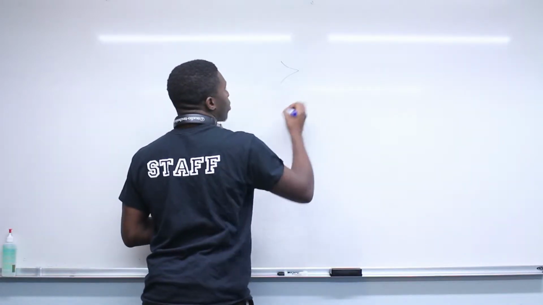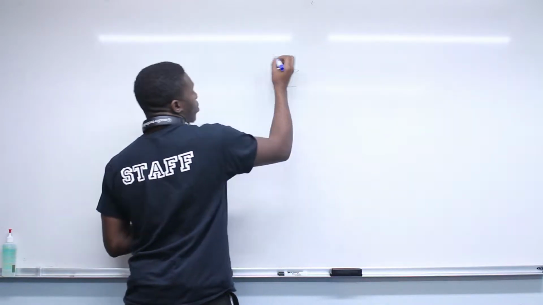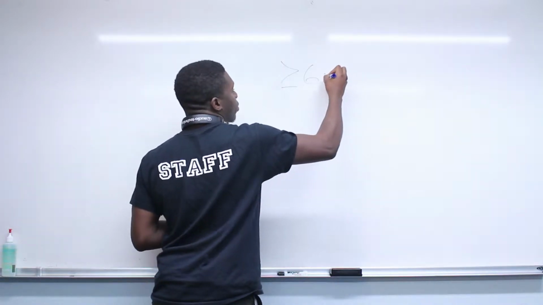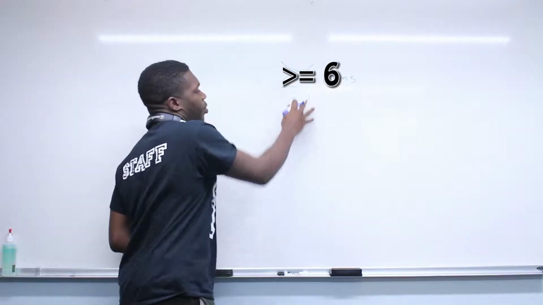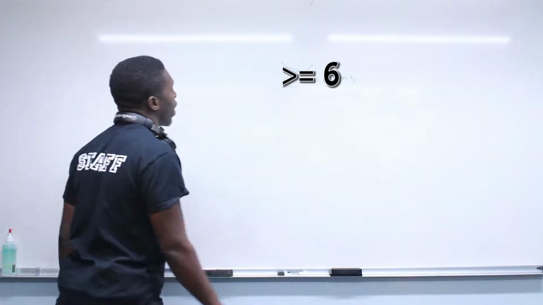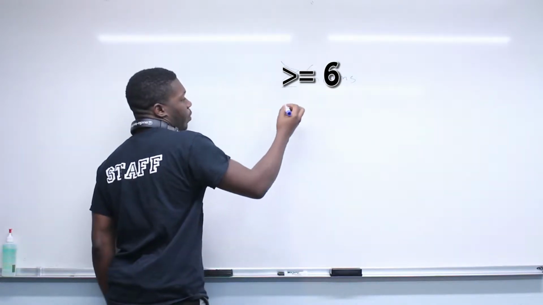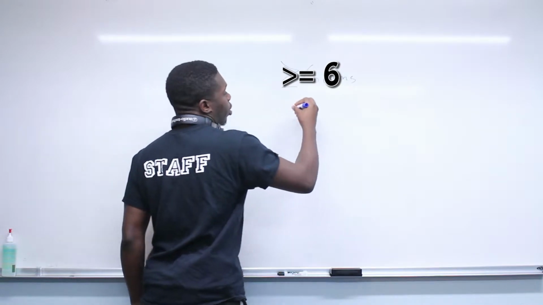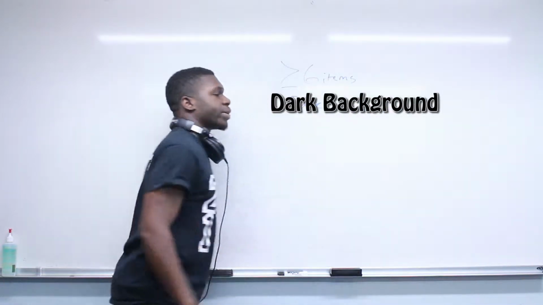Let's see. Less than or equal to 6 items per slide. I wonder if you can see that. I'll just put them up in Premiere after the fact. So, less than or equal to 6 items per slide, first of all. Second of all, you need a dark background with light text in front of it.